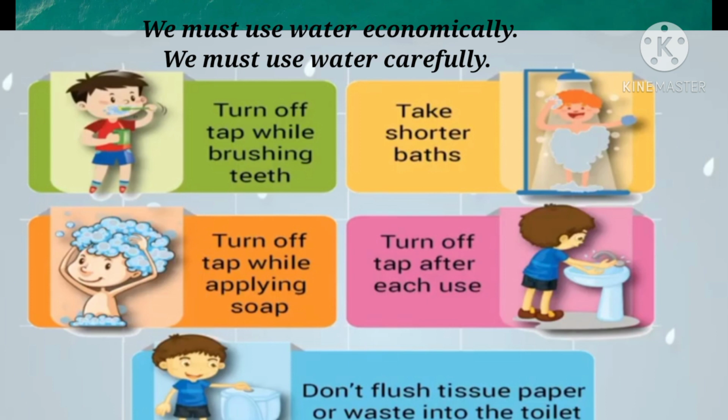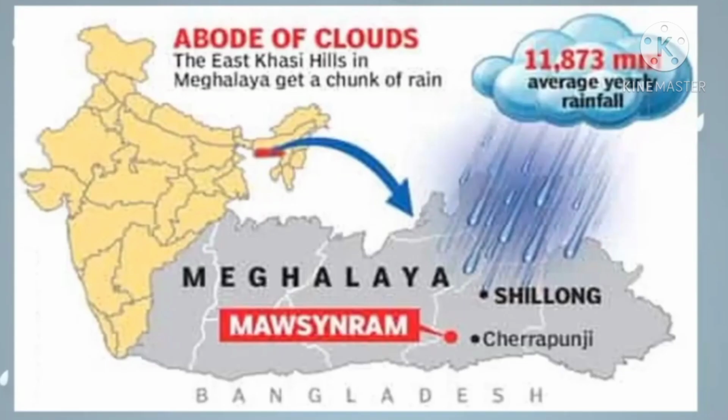Here you can see a few ways to save water. Turn off the tap while brushing the teeth. Turn off the tap while applying soap. Take shorter baths. Turn off the tap after each use. Don't flush tissue paper or waste into the toilet. We know that when these things get stuck in the toilet, we have to use more water. When you are using the water carefully, we must collect the rainwater also.